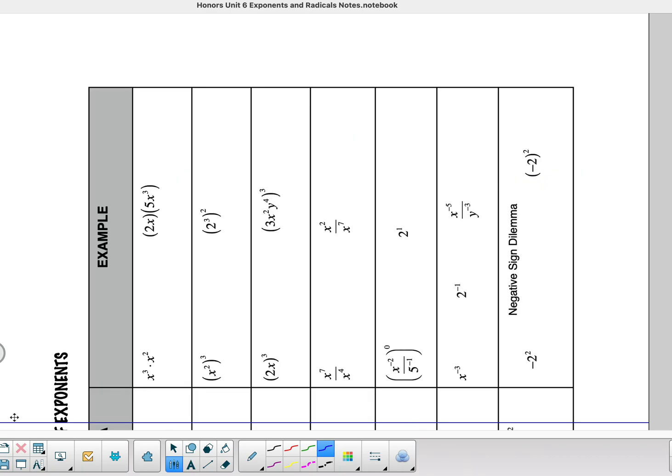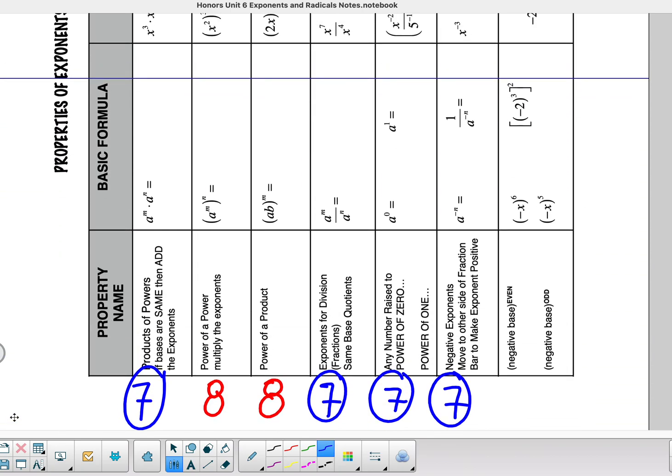So now going back to the cover sheet, just to do a few of these, I'm going to write this property in a generic definition form. When the bases are the same, you add the powers or add the exponents together. So I'm going to write the base one time, and I'm going to add the two powers together. So that would be a generic definition form for this particular property.